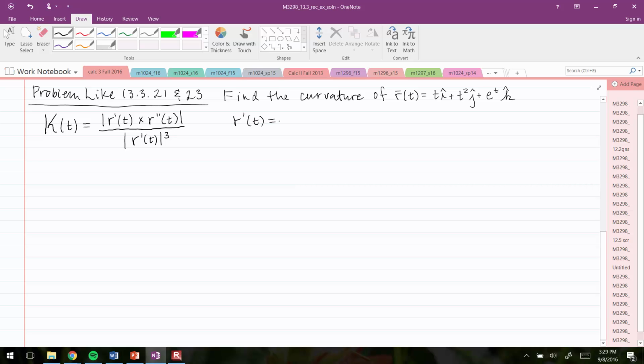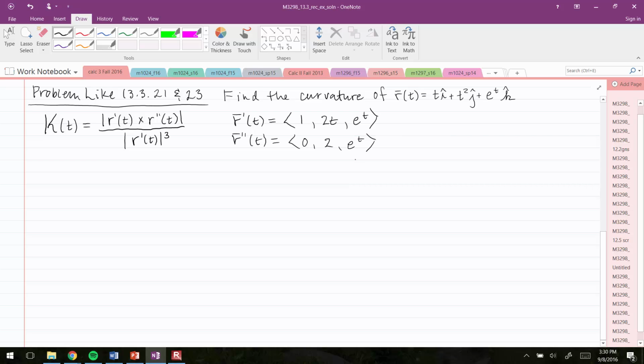It's not too bad here. Taking this derivative, term by term, we're just going to have 1 for the x component, 2t for our y, and then e to the t for our z, or the k. Then the second derivative from that is just going to be 0, 2, e to the t.